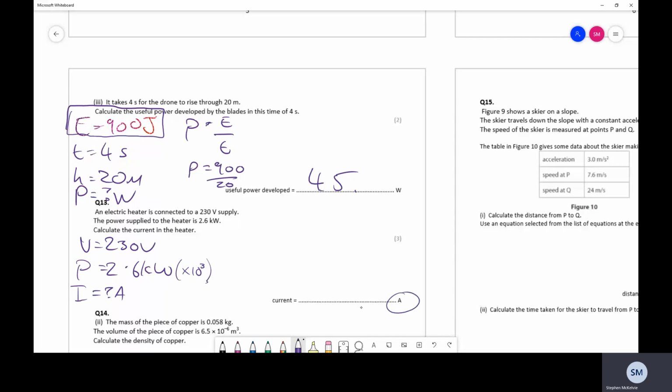Because it's asking me for current, it's not asking me for any other kind of weird, fancy little numbers. Power is equal to current multiplied by voltage. I will divide across by V, so I can have P over V is equal to I. I'm going to have my power as 2,600 watts divided by my voltage, which is 230 volts, equal to current. Pop that into my calculator, divided by 230, and I get 11.304, 11.30.